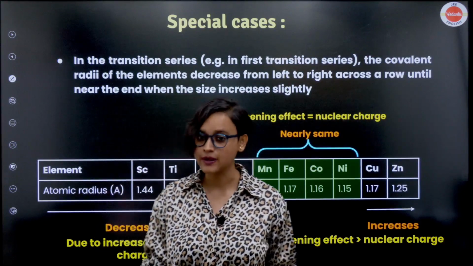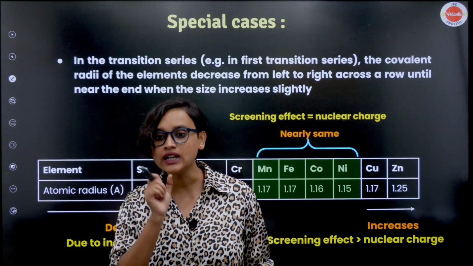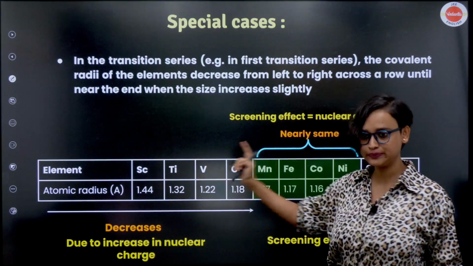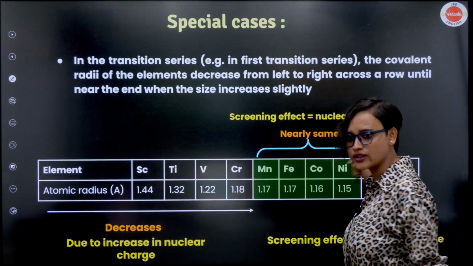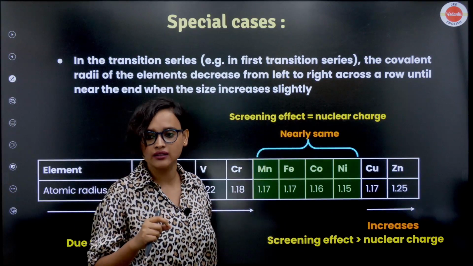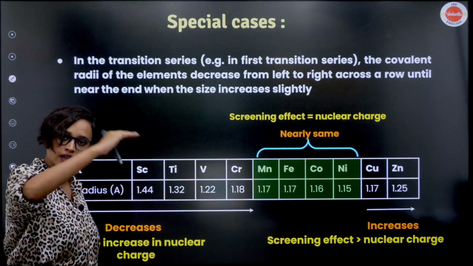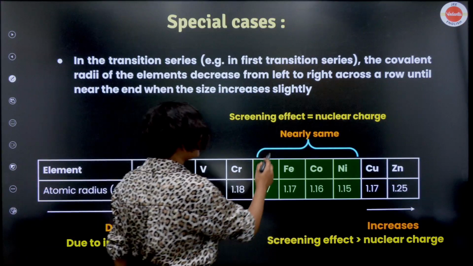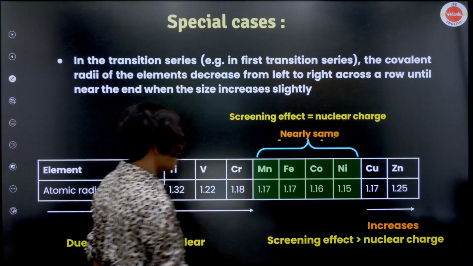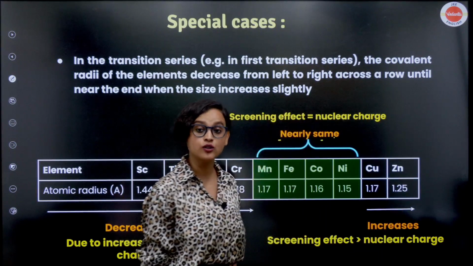Now there are some more special cases. In the first transition series, you will see that the covalent radii of the elements decrease from left to right, across a row, until near the end, when the size increases slightly. Why? Because the screening effect becomes almost equal to the nuclear charge, and that is why they all have nearly the same size. But as you go beyond, you see that the screening effect increases, but the nuclear charge remains the same.